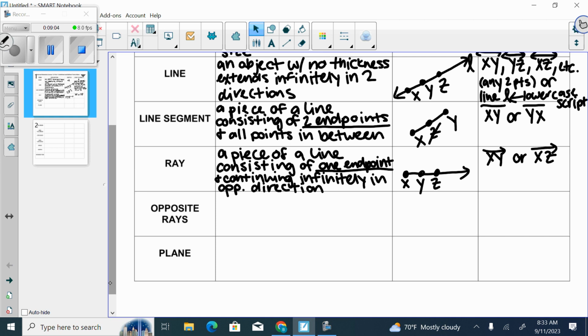pointing in one direction. Now, even if your ray was drawn facing the other direction, your arrow in the notation is always going to point to the right. Okay. So here, you might make a note that the endpoint must be listed first.